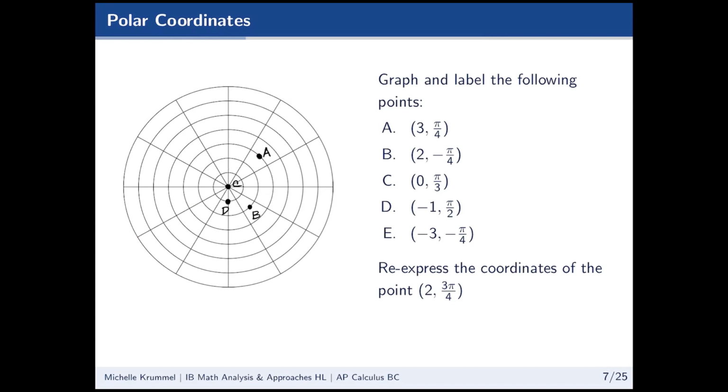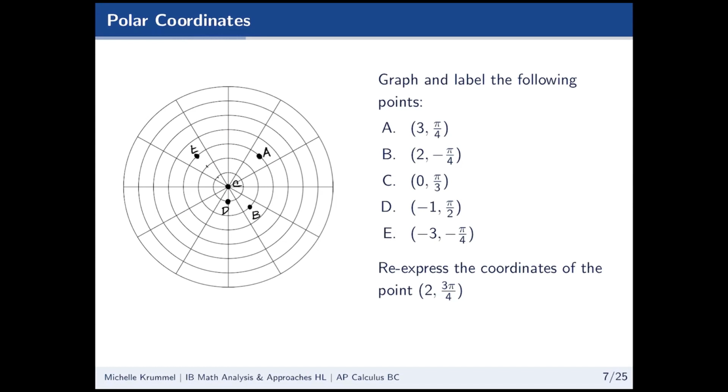Point E, now this one also has a negative r value, so I'm going to go to the angle first and then move away from the terminal side instead of along the terminal side. So negative pi over 4, that's the same angle we saw for point B, but we're going to go negative 3. So I have to back up 1, 2, 3 right here. That would be point E.